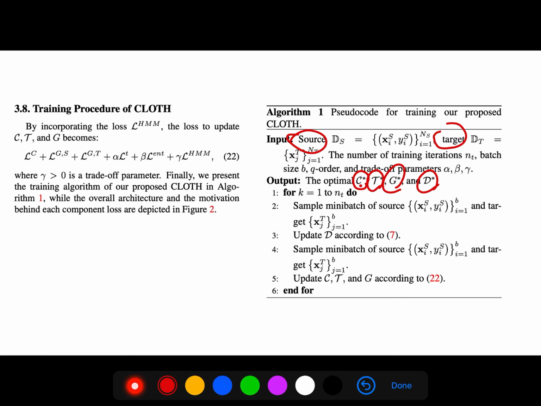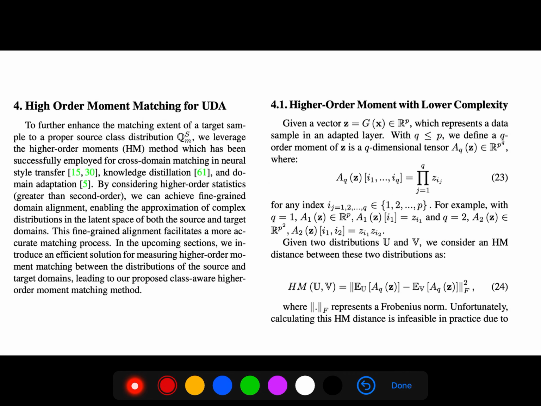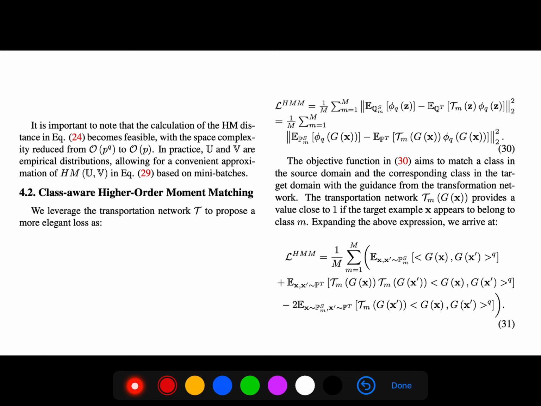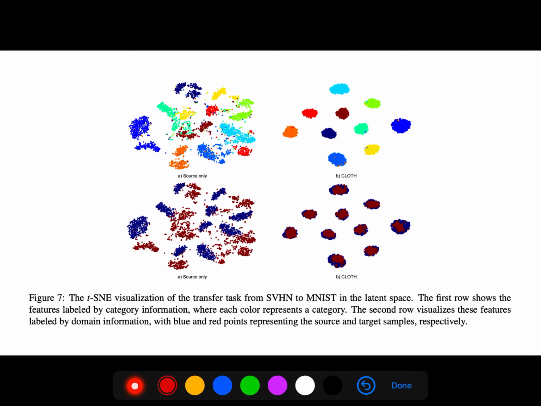So we sample a mini-batch of source, then we update D. We sample a mini-batch of source and target, and then we update the transportation network and the generator. And we always use the t-SNE visualization algorithm because it's a visualization algorithm.